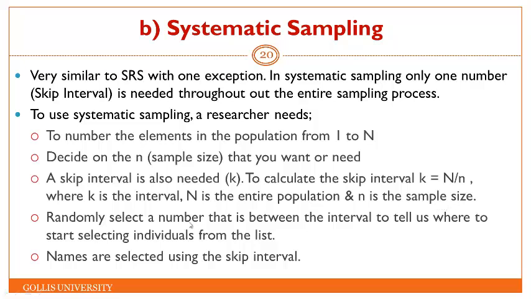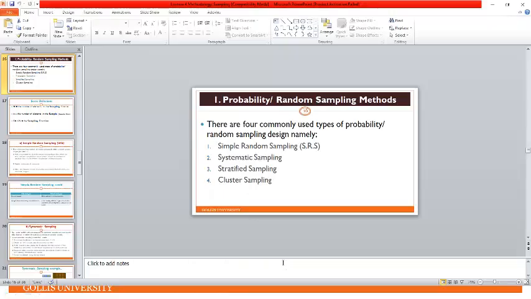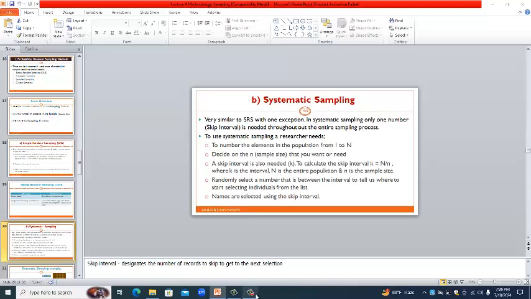So randomly, you're going to select a number that is within the interval. This tells us where to start selecting individuals from the list. Names are selected using the skip interval.